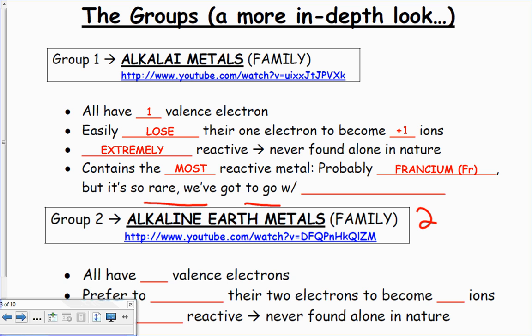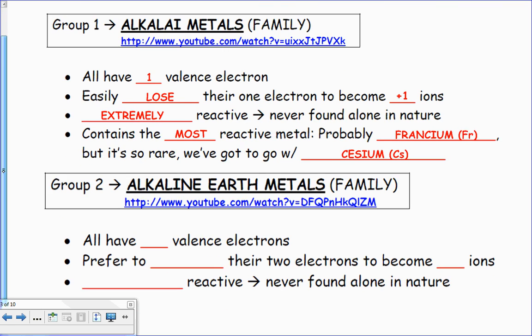We say probably because we as a human race have never gotten a large enough sample of this stuff to throw it in water and find out what happens, because it is so reactive and radioactive that it doesn't last for very long. So we generally go with the fact that cesium is the most reactive metal, and that's much more common. We can get a chunk of that and throw it in a bathtub of water and see what happens.